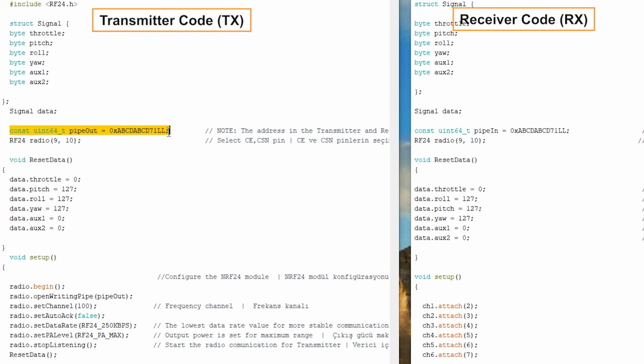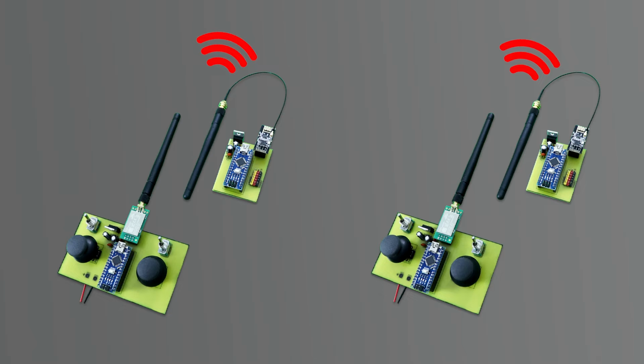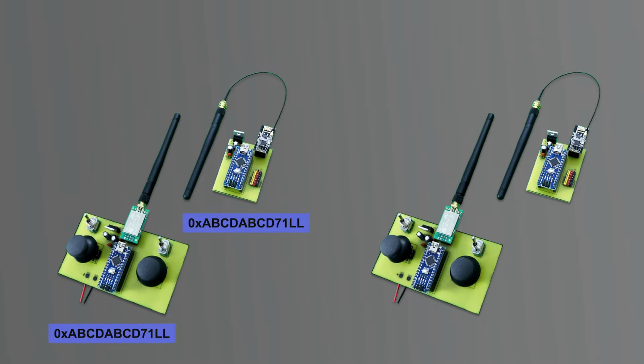The same pairing key must be used for the pipe-out command in the transmitter code and the pipe-in command in the receiver code. If you use more than one remote control circuit in the same environment, the commands will be mixed up. To prevent this, you need to differentiate the pairing key for each transceiver set.